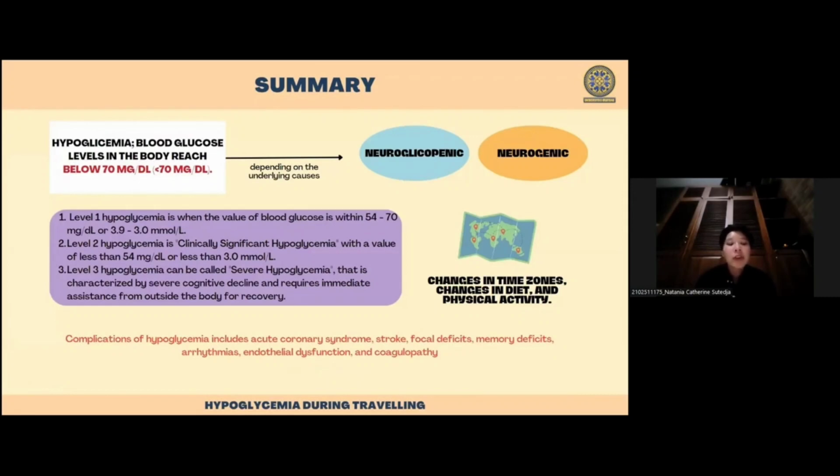And there are three levels of hypoglycemia. The first one is when the value of blood glucose is within 54 to 70, and level 2 is clinically significant hypoglycemia with a value of less than 54. And level 3 can be called severe hypoglycemia, which is characterized by severe cognitive decline and requires immediate assistance from outside of the body for recovery. Hypoglycemia during traveling can be caused by changes in time zone, changes in diet, and physical activity. And there are a few complications of hypoglycemia, including acute coronary syndrome, stroke, focal deficit, memory deficit, arrhythmias, endothelial dysfunction, and coagulopathy.